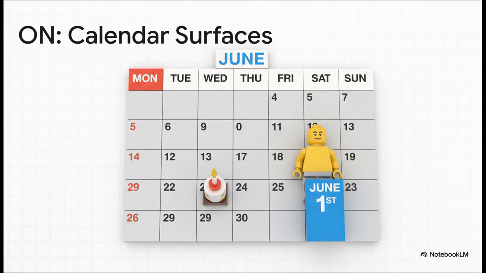And on, we use that for days and dates. And you can actually picture why. Think of a calendar. Each day is like its own little square, right? Its own surface. So you're on Monday or on June 1st. It's a specific day, but not a hyper-specific clock time.